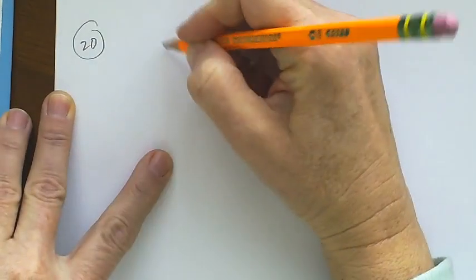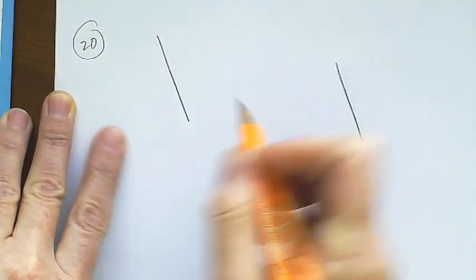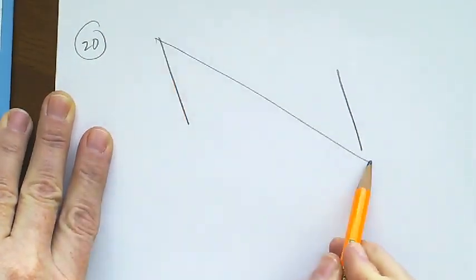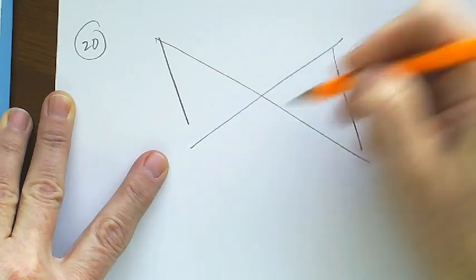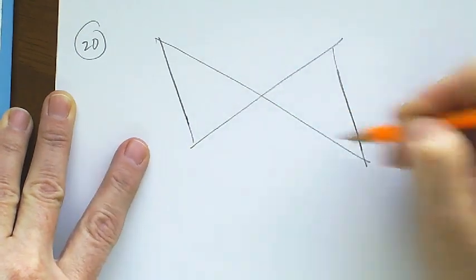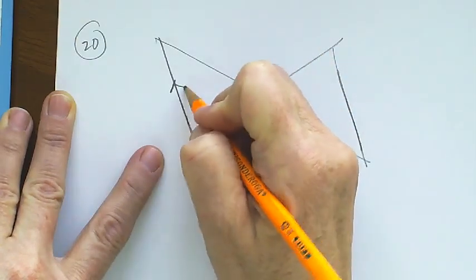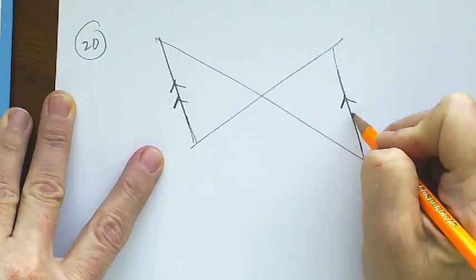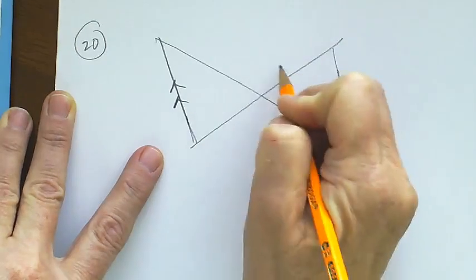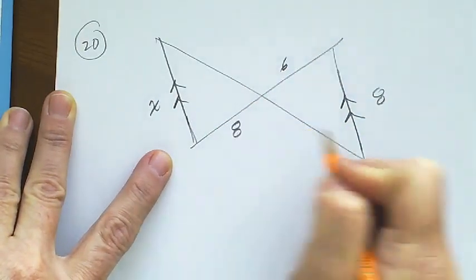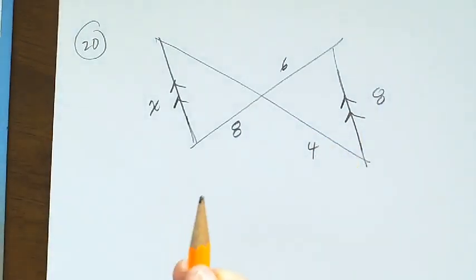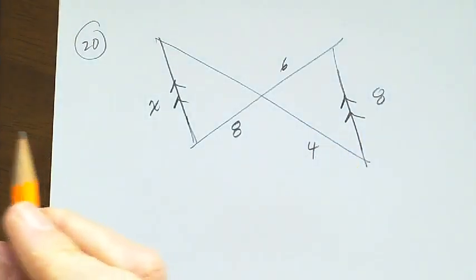Right, number 20, draw the picture. Now, it's been a little while since we've done really any work with similarity, other than a few homework problems here and there. And most of them are set up like this, and there's one like this on the test. So I'm going to use some tracing paper here and refresh your memory.